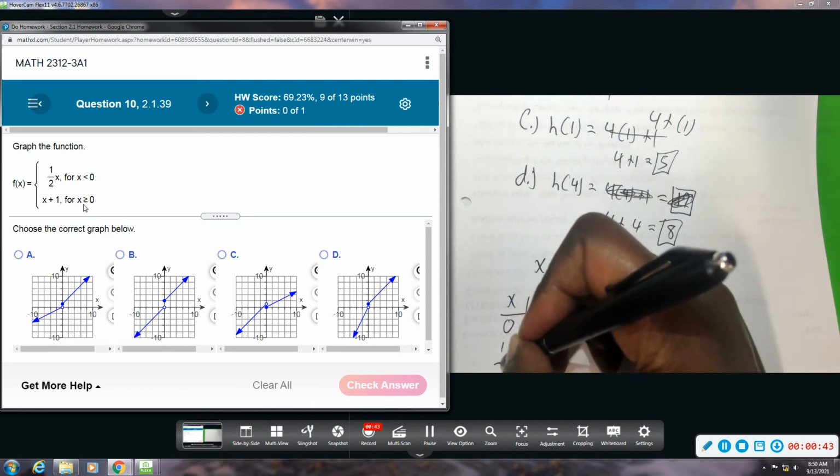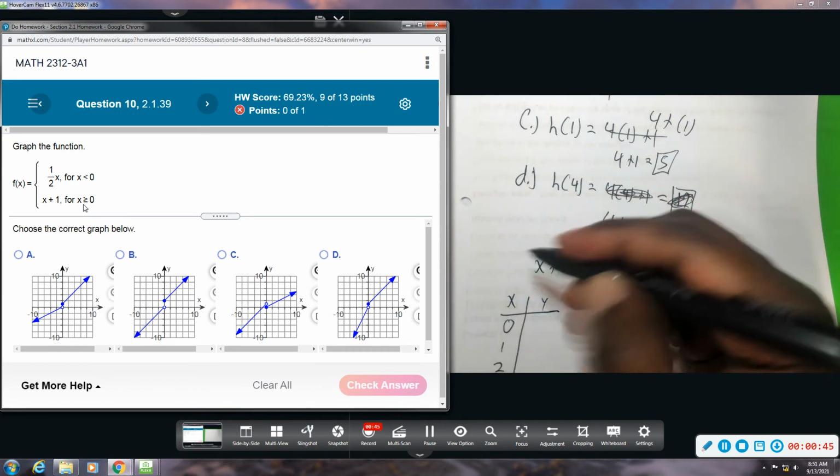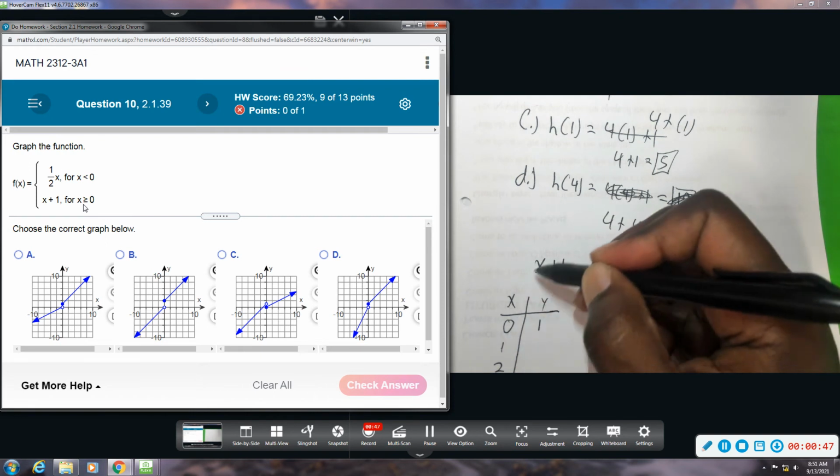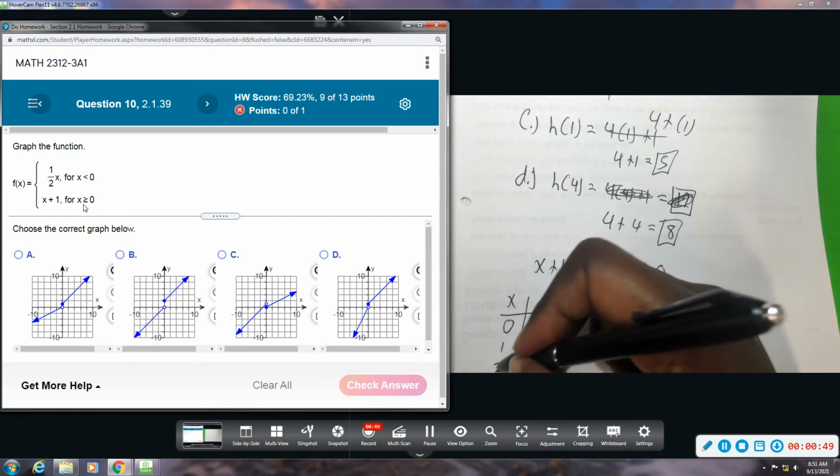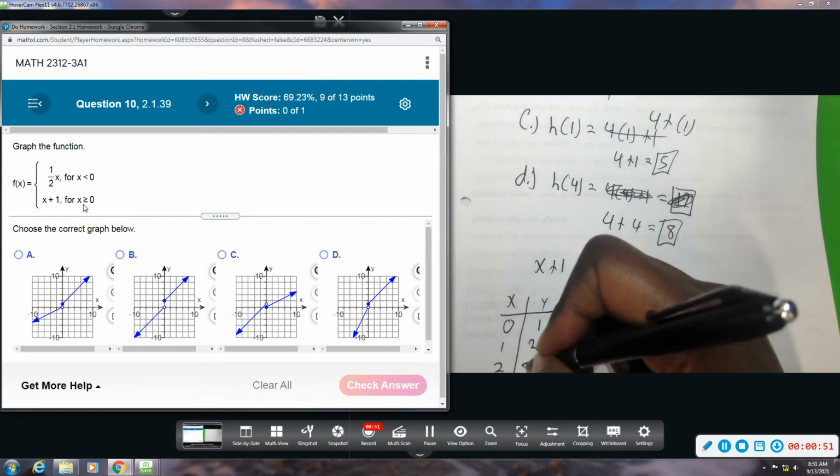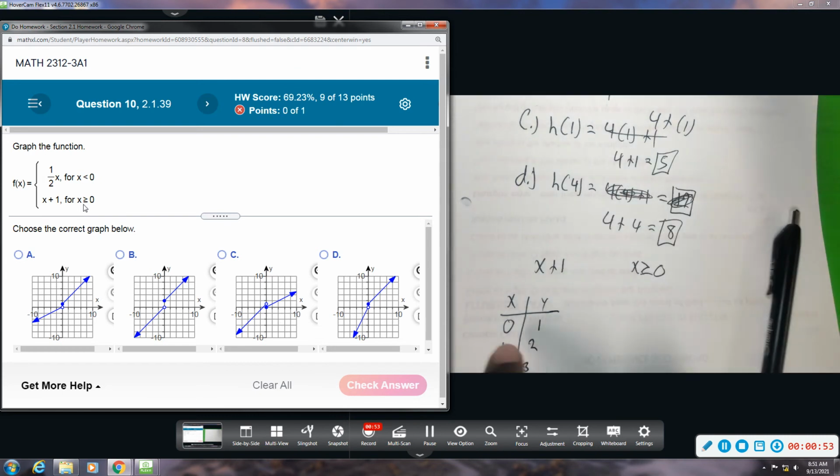0, 1, 2. So 0 plus 1 gives me 1. 1 plus 1 gives me 2. And if I plug in 2, 2 plus 1 gives me 3. So these are some ordered pairs. I'm going to check to see if these are on the graph.